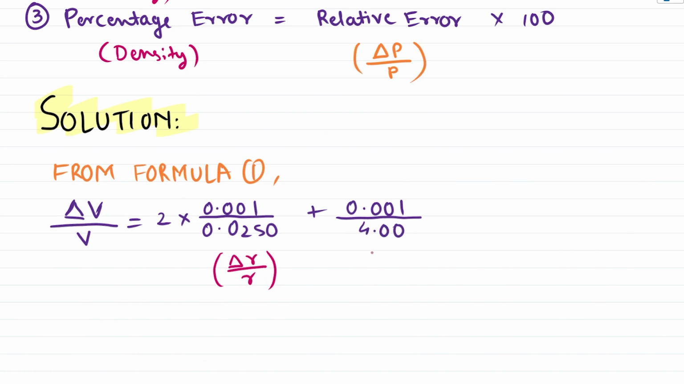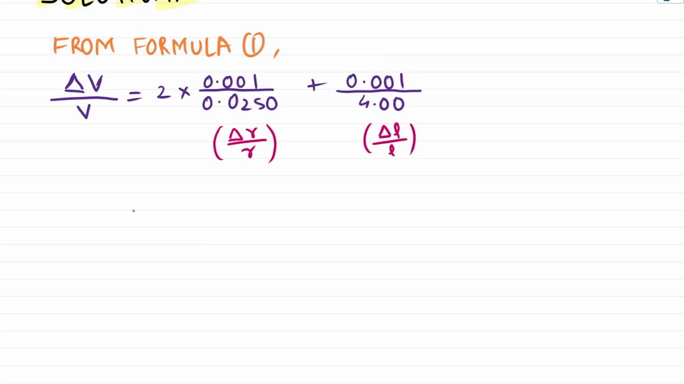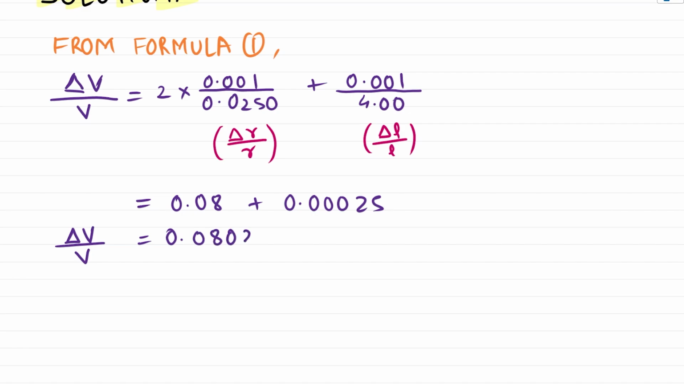And this over here is the relative error in our length, so delta l upon l. Okay, now if we were to solve these terms further, we would get our first term as 0.008 and our second term as 0.000025. And if we were to add this, we would get our relative error in volume, that is delta V upon V, as 0.08025. And let me mark this as equation 1.